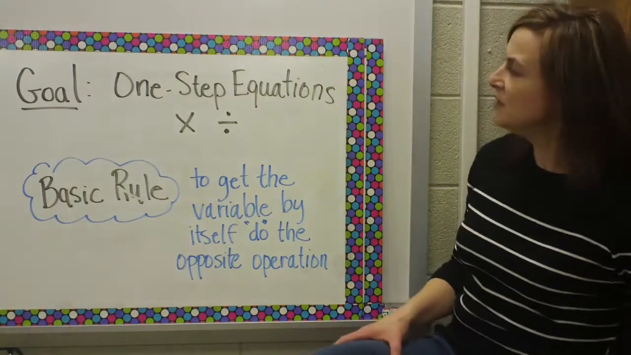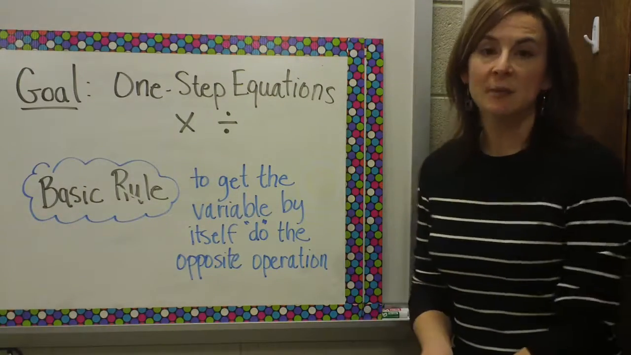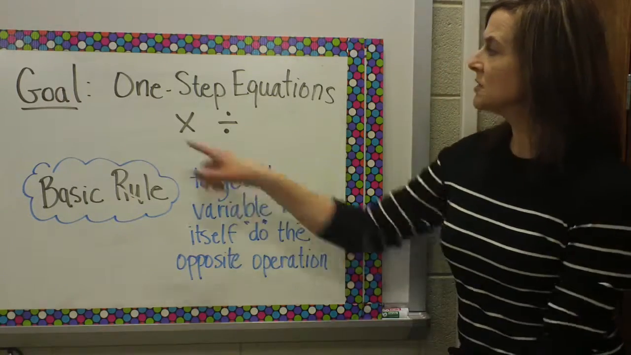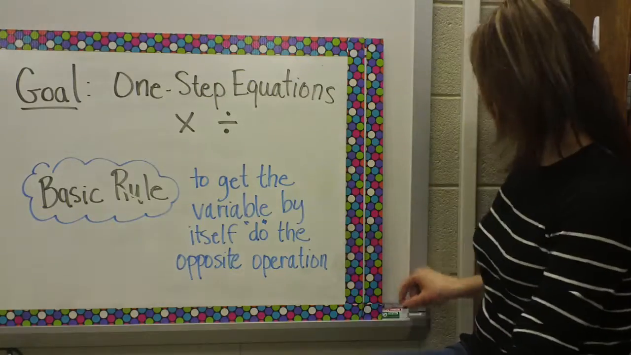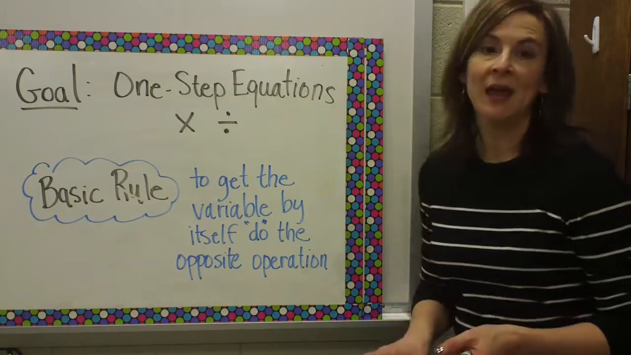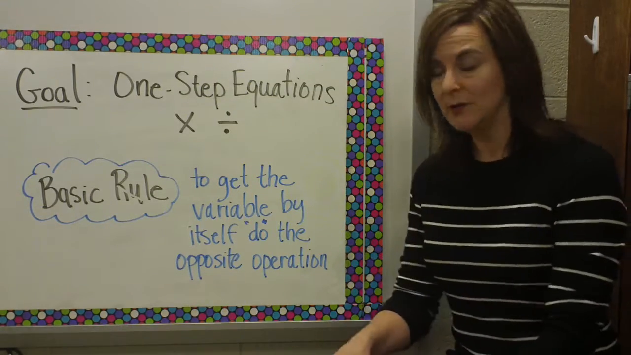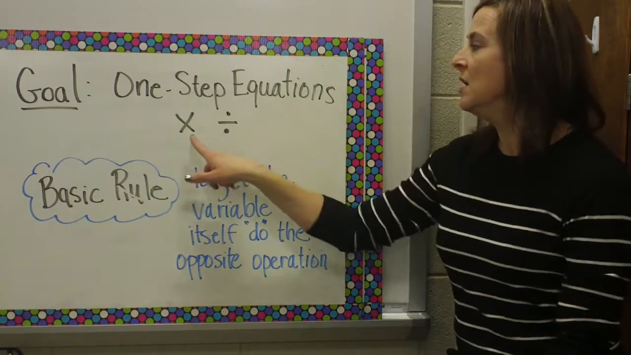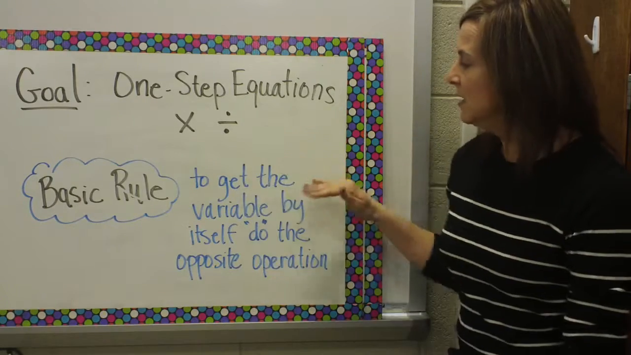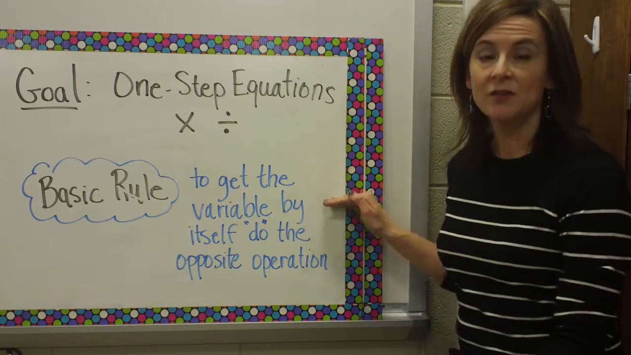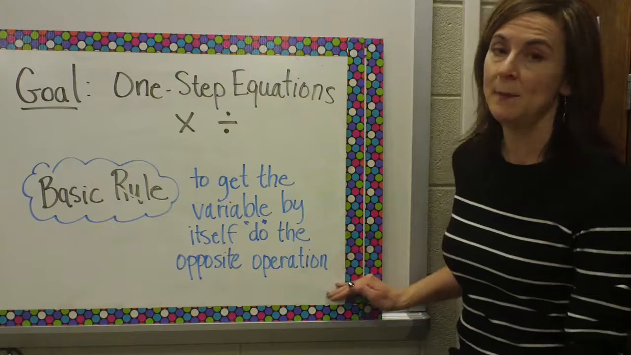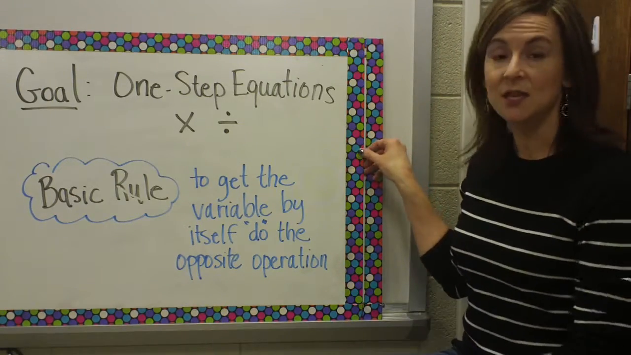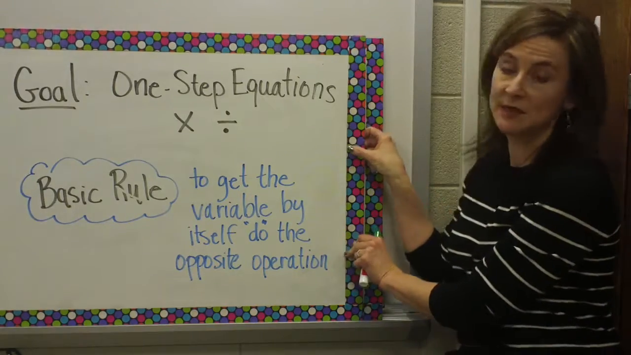Hello. The goal of this lesson is solving one-step equations using multiplication and division. So make sure your notes page is labeled one-step equations, multiplication and division. And the basic rule that I want you to write down and remember is that when we're solving one-step equations with multiplication or division, to get the variable by itself, you're going to do the opposite operation. Let's take a look at what that means and looks like with some examples.